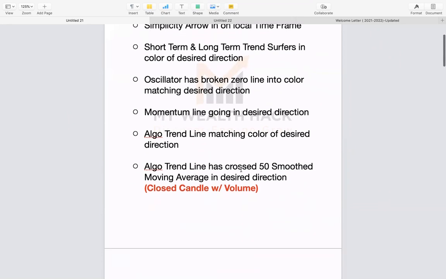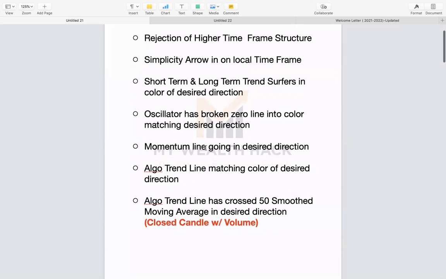And then the last thing, and I had to have a little addendum here: this same algorithmic trend line, the smiley faces as it's affectionately known, has crossed the 50 smooth moving average. If you do not have that on your setup, we need to get you set up tonight so that we are all looking apples to apples. Not just a 50 moving average, a 50 smooth moving average in the desired direction, meaning that the algorithmic trend line in this scenario, everything was going down and bearish. We shouldn't see the trend line going up across the 50. It should be going below the 50.